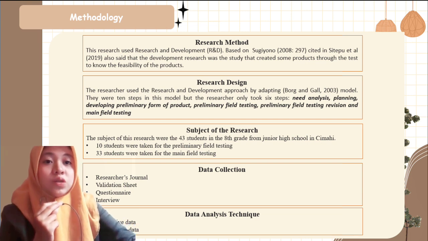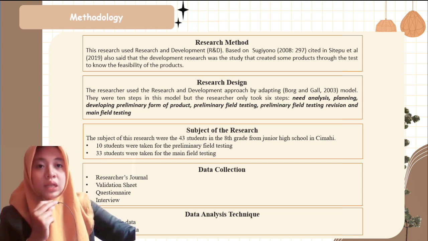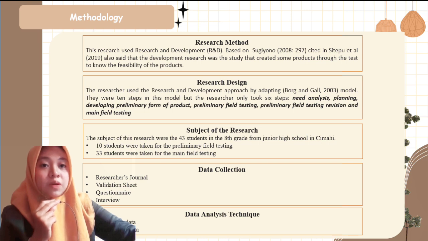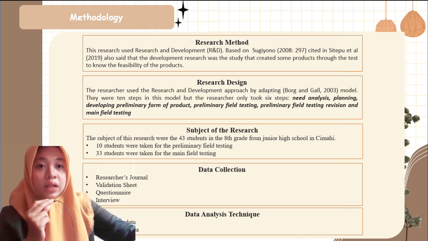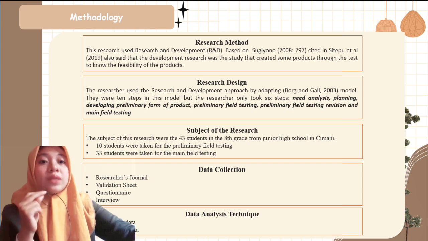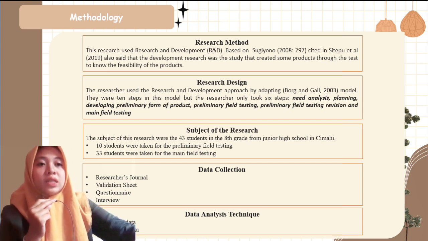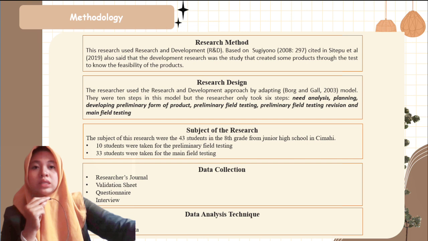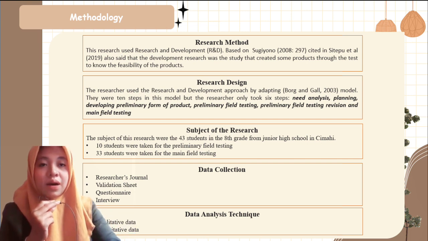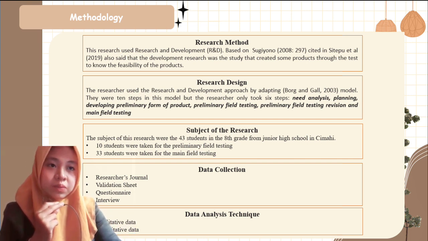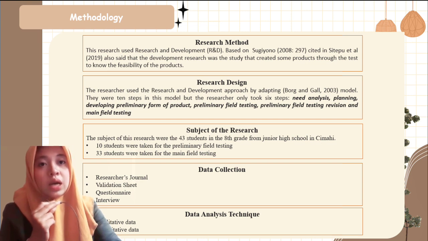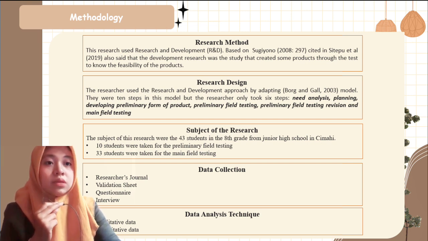The first one is the researcher's journal. Researcher's journal is the same as field notes. This instrument is used to answer research questions number 1 and number 4, to know the process and result of developing DIA, and then to know the obstacles when developing DIA. Okay, and the next one is the validation sheet. The validation sheet is used to know the feasibility of DIA. It's to answer research question number 2. And then the next one is the questionnaire. The questionnaire is used to answer research question number 3. It's to know the student responses toward DIA.